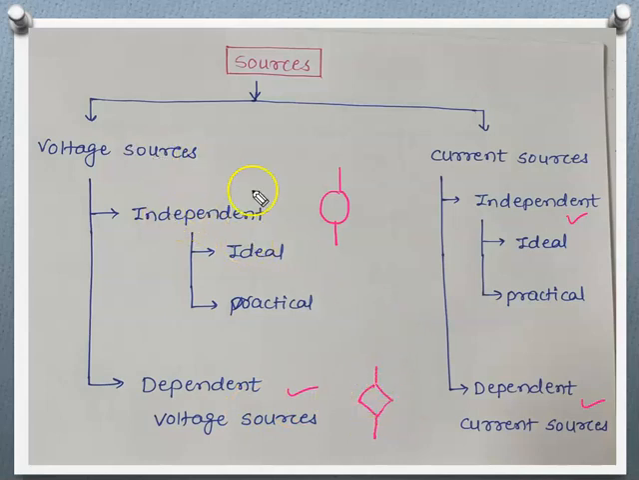Suppose it is an independent voltage source, then the voltage is represented with plus minus in the circle. This will be the voltage source. Suppose it is a current source, then this will be the symbol for current source. If it is a dependent voltage source, then this will be the case, and if it is a dependent current source, then this will be the current source, where an arrow is shown in this diamond shape. Okay, these are the symbols for independent and dependent voltage and current sources. So let's see the independent voltage source and independent current source in detail.